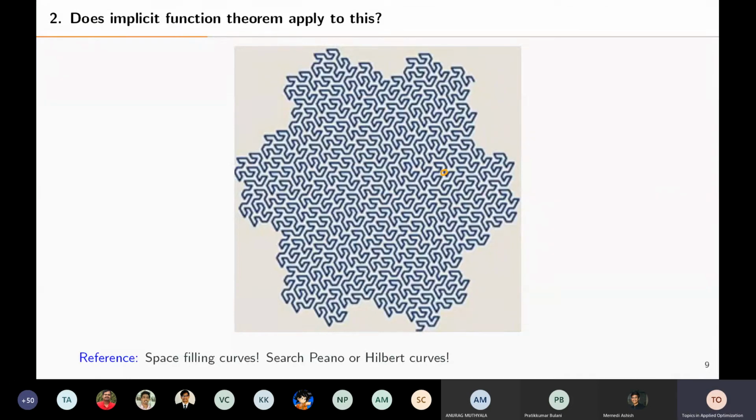Excuse me, sir. This is Hilbert's curve. Sir, I had a question.